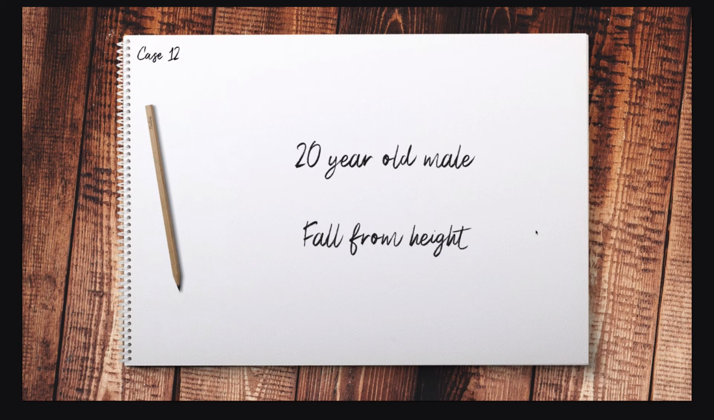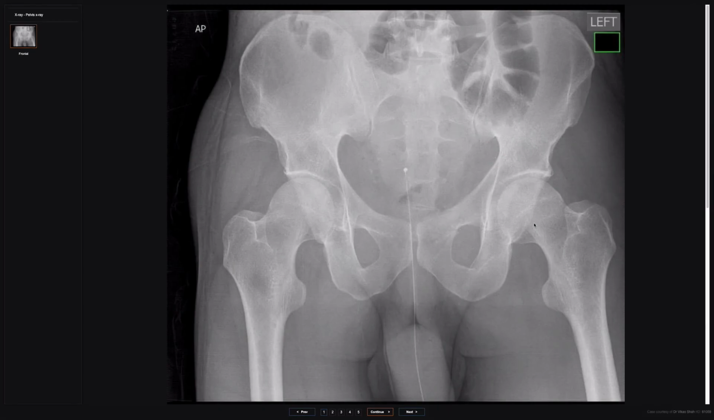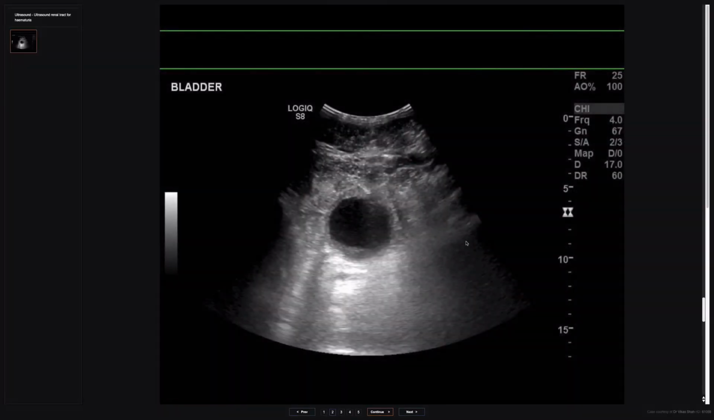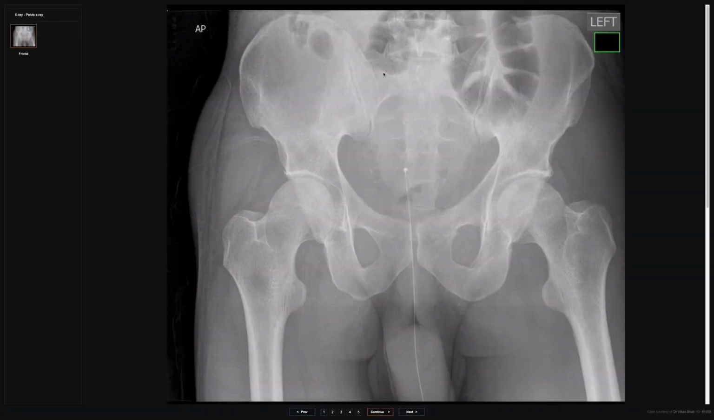So the next one is a 20-year-old male, another trauma scan. He's fallen from height. And there's lots of different studies to walk through with this one. So this is one of the x-rays he had when he came in. He's got a catheter in, and he's got some fractures of the pubic symphysis, which are really hard to see here because they're minimally displaced. You'd have to window this on PACS to see, but there is a fracture line running across the upper and lower part of this pubic symphysis. But there was no widening of the sacroiliac joints that was appreciated, and nothing else really.